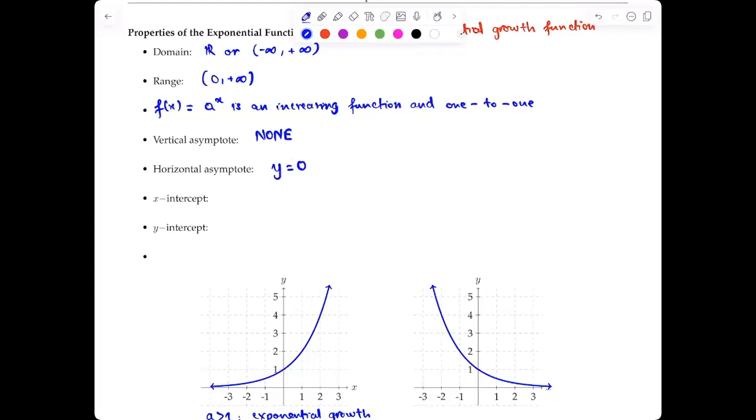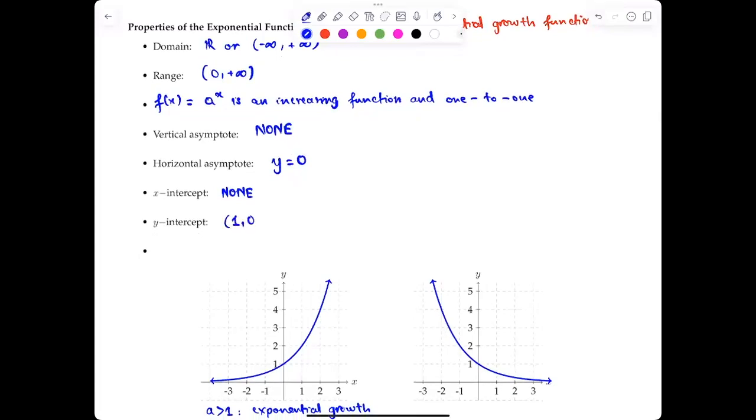So for the x-intercept, y equal to 0. Again, in this context, there's no x-intercept. However, it depends on the type of exponential function; we will see one with an x-intercept later. So no x-intercept. In this case, the y-intercept is (0, 1), and that also depends on the exponential functions we are considering.